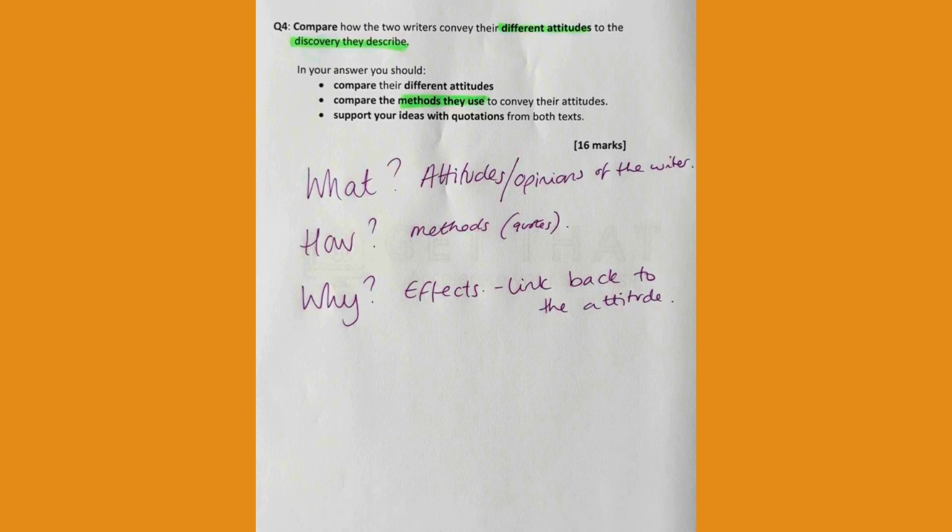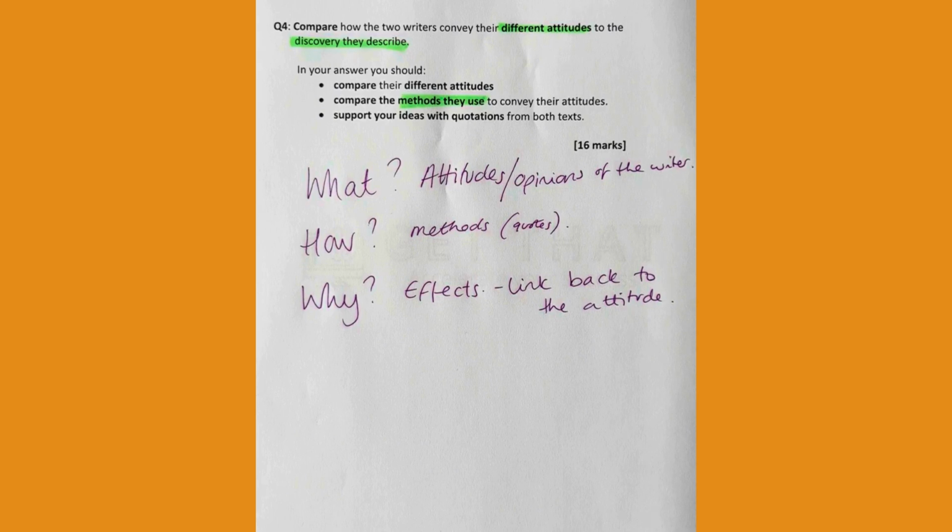When you have an argument with someone, you might raise your voice, you might use a couple of words in there, you might use a couple of short sentences to show that you're angry. When you're really excited and happy, you might be more imaginative with your vocabulary, or you're going to be using lots of rhetorical questions because you're excited. Writers use different methods to convey different opinions, and that's what we are comparing here. This is our what, how, why question.